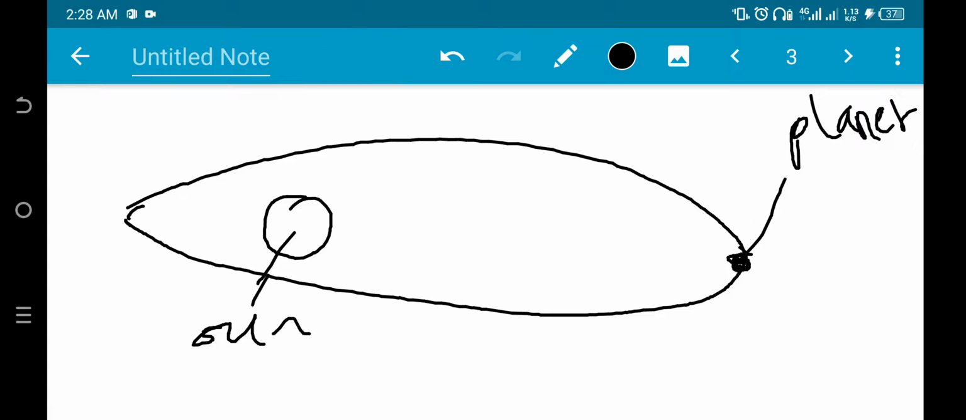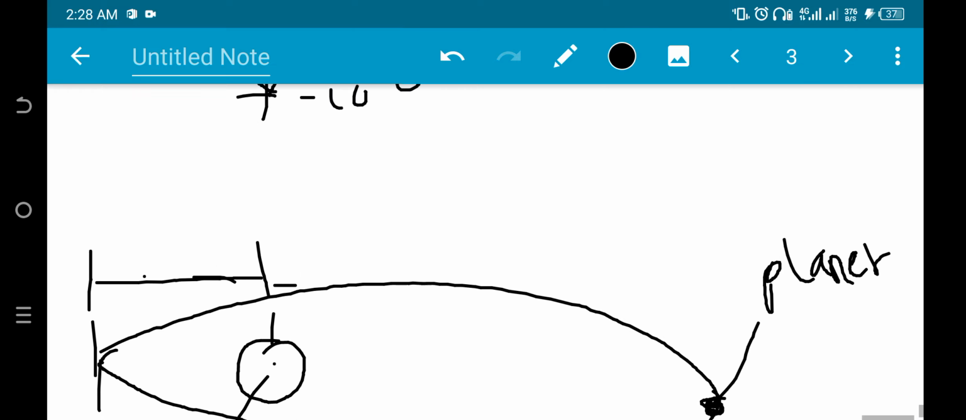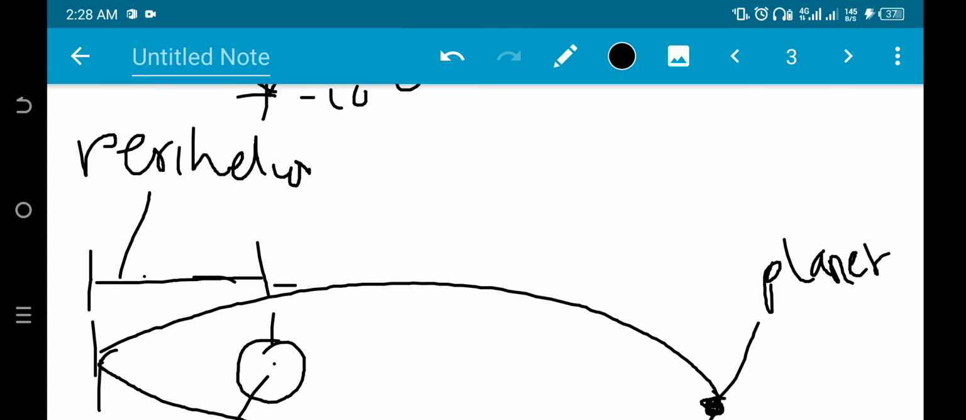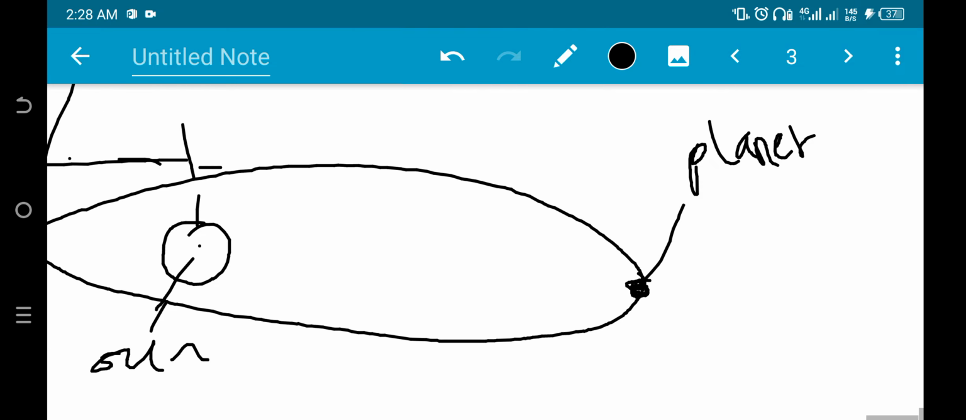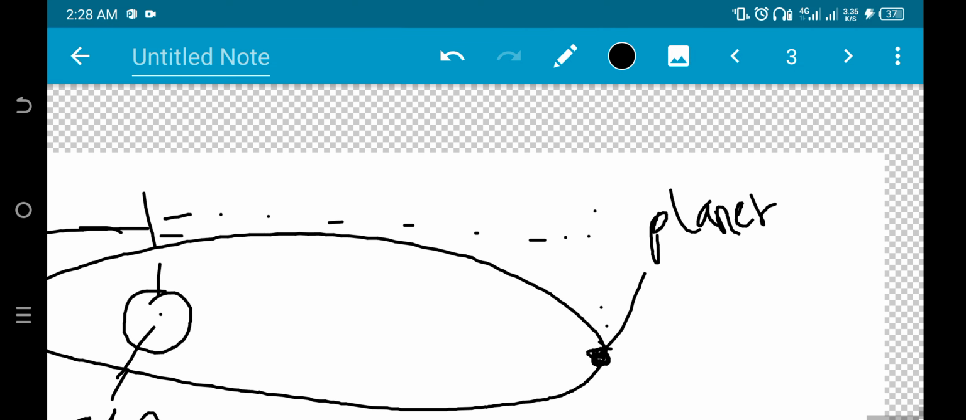So the distance from the ellipse edge, which is near the sun, to the center of the sun, to be precise, this distance here is called perihelion. And now the distance from the sun to the planet, the longest distance, is known as aphelion.